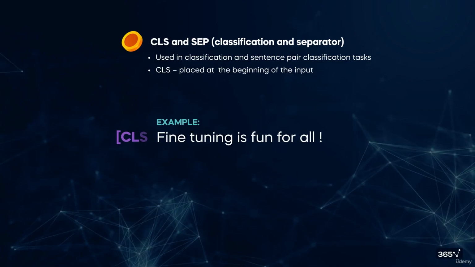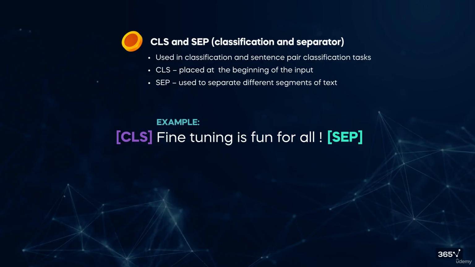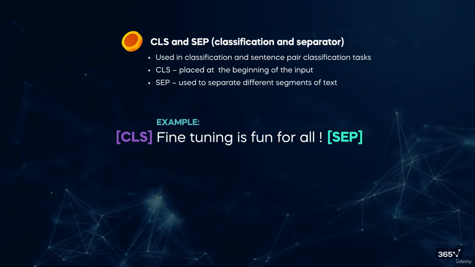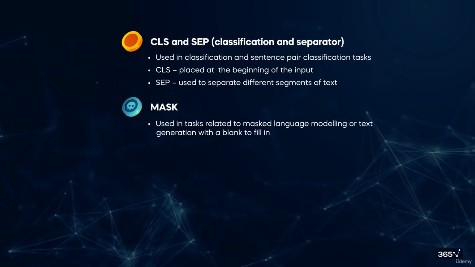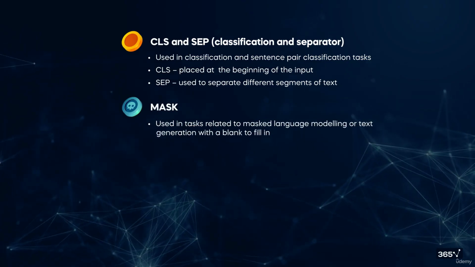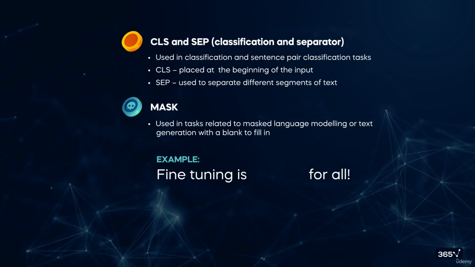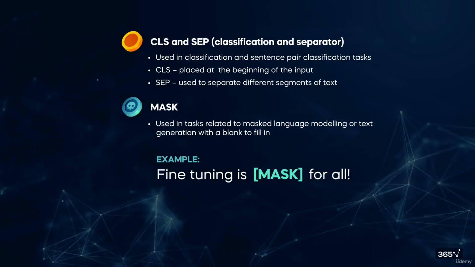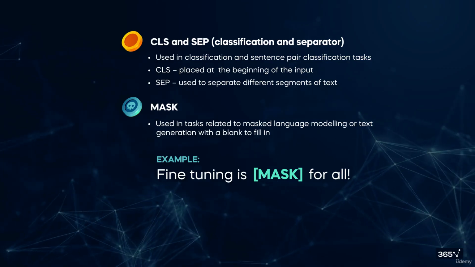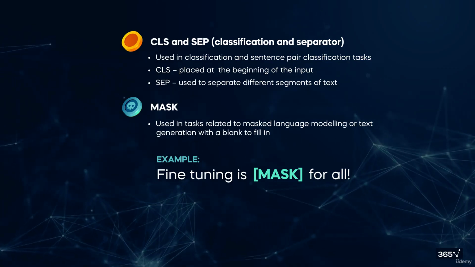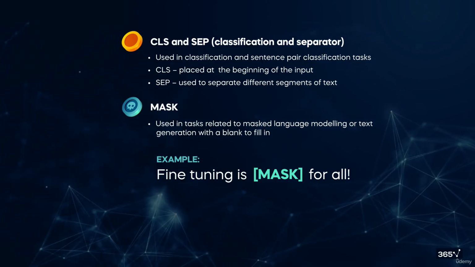The CLS token is usually placed at the beginning of the input, and the SEP token is used to separate different segments of text. The mask token is used in tasks related to masked language modelling or text generation with a blank to fill in. For example, you might provide a sentence with a word replaced by mask, and the model's task is to predict the missing word. This is commonly used in tasks like text completion.